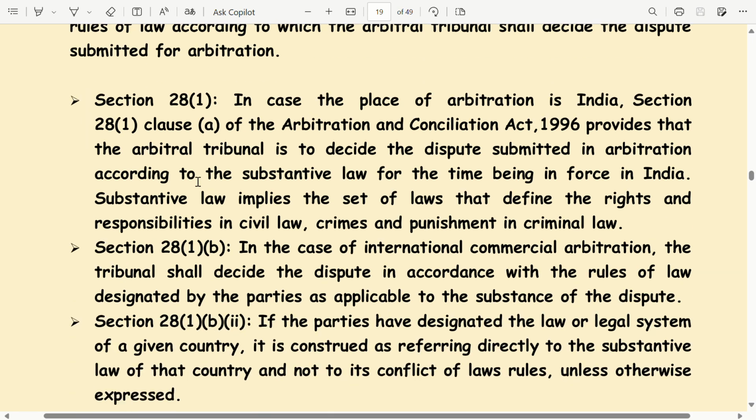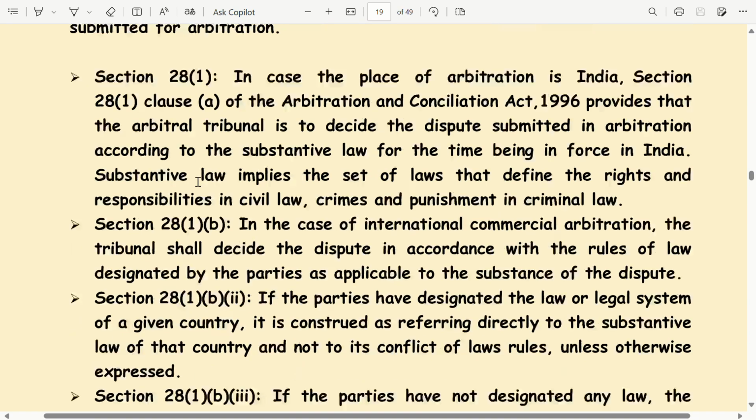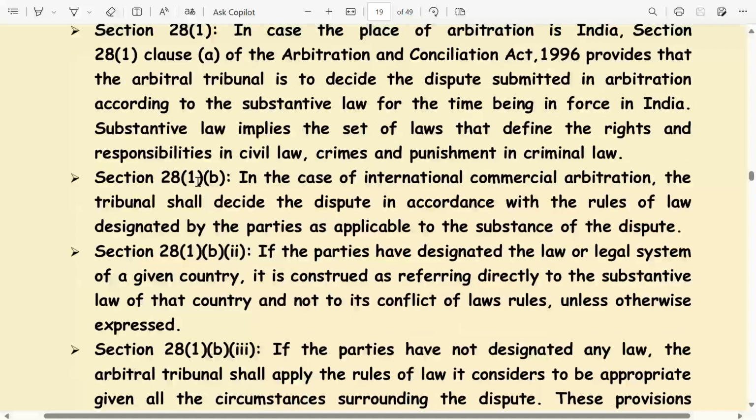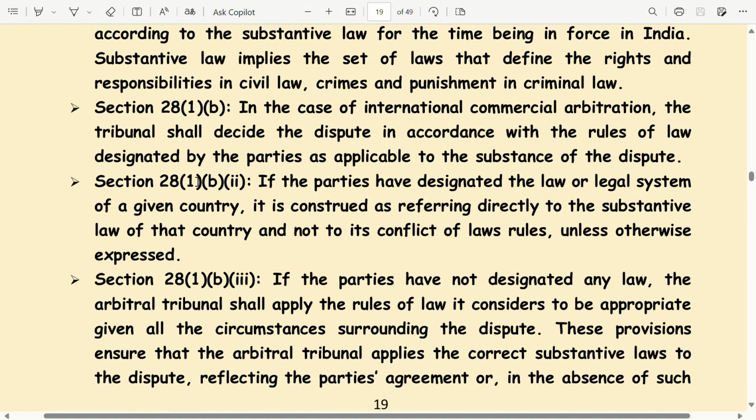Section 28 subsection 1 clause B. In the case of international commercial arbitration, the tribunal shall decide the disputes in accordance with the rules of law designated by the parties as applicable to the substance of the dispute.